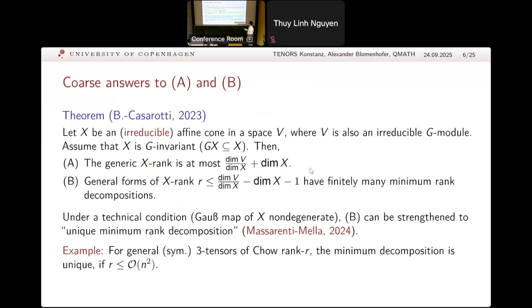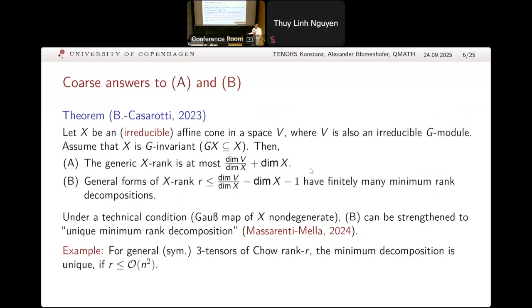What I did in a project with Alex Casarotti was to look at varieties which, as a regularization for this theorem, are G-invariant with respect to some group, and also live in an irreducible G-module. So be careful, the irreducible here and the irreducible there mean two different things. One is irreducible as a variety, and one is irreducible as a G-module. Irreducible as a variety means it cannot be covered by two proper subvarieties.